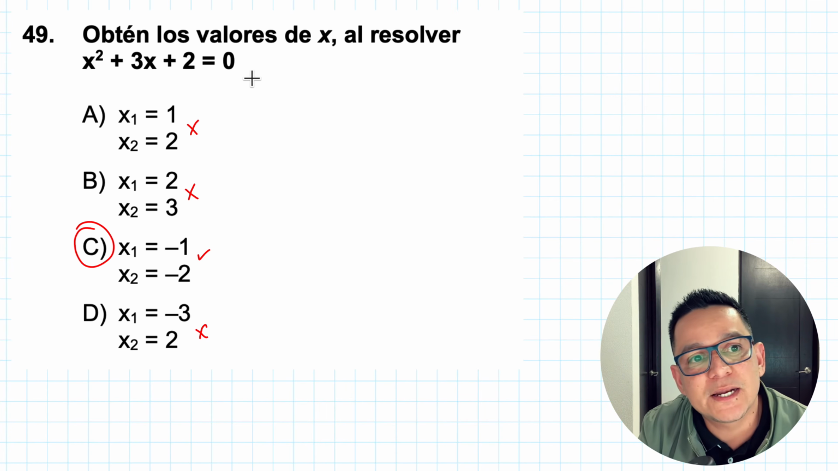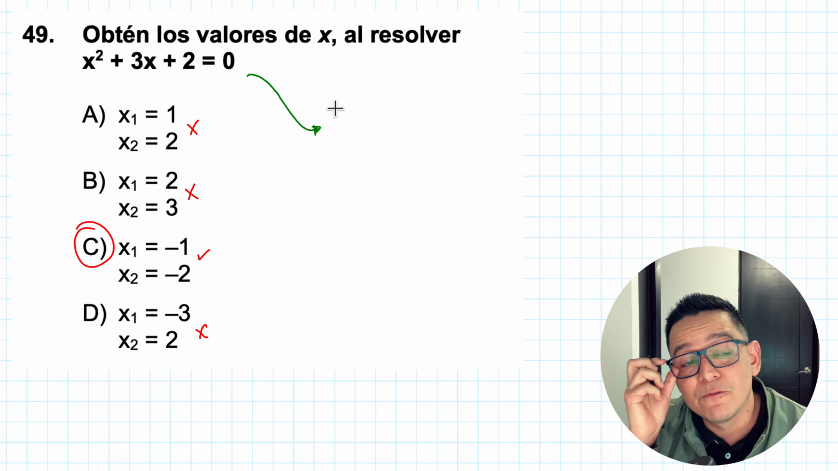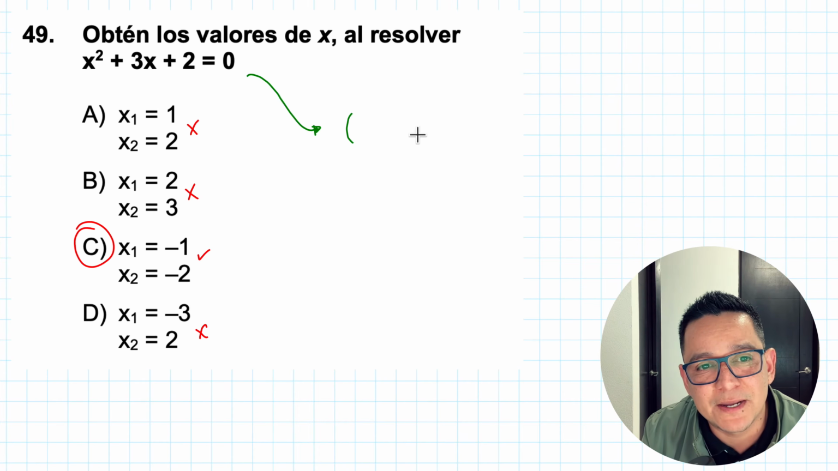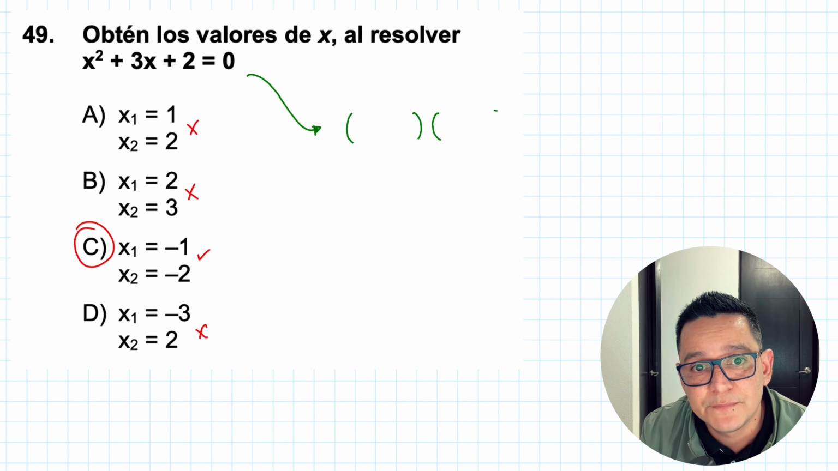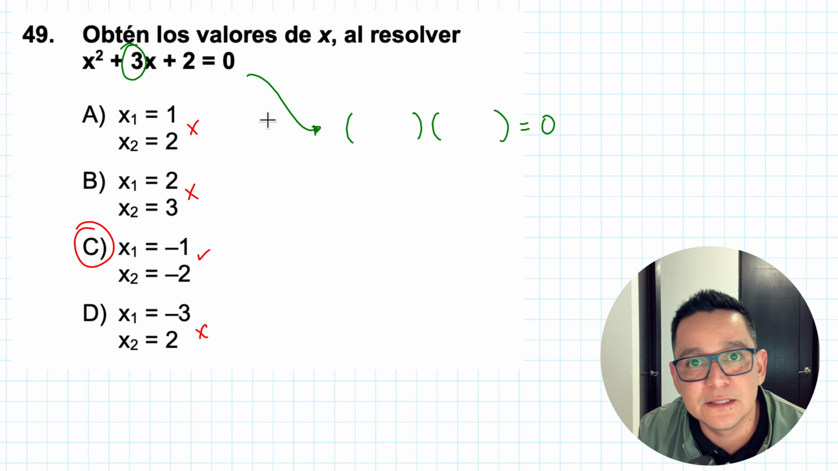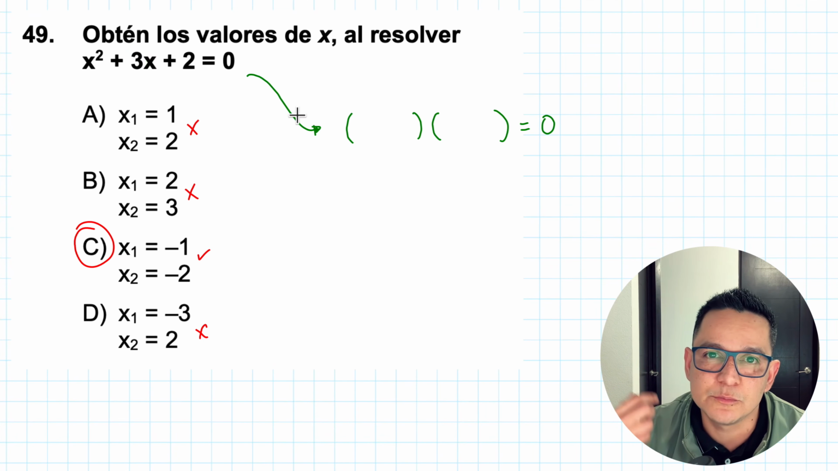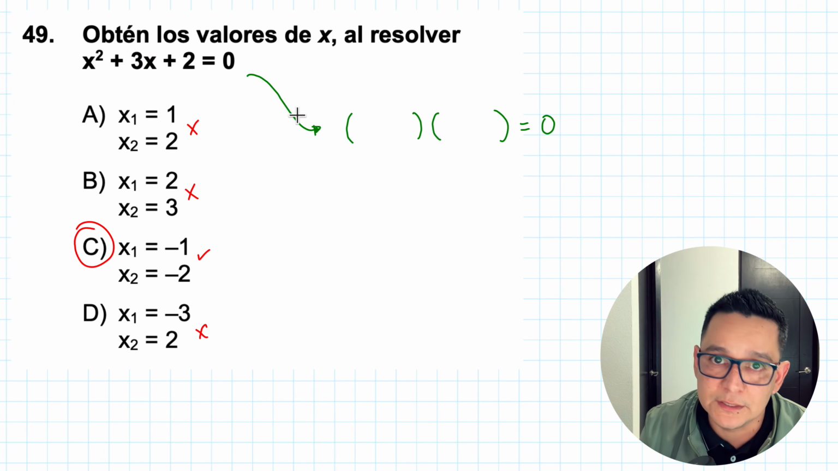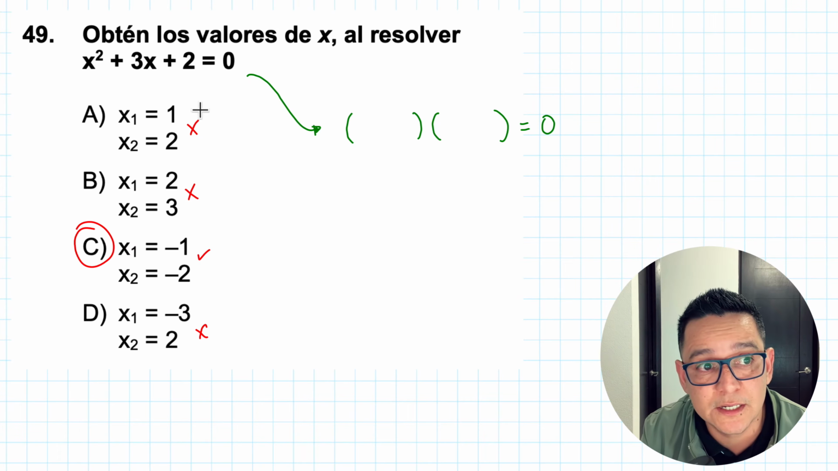Okay, well, now I'm going to solve this same exercise, but now I'm going to do it using factoring. Remember that to factor a trinomial like this, which has the form x squared plus bx plus c, we have to look for numbers that multiply to give us, in this case, 2, and that when added, give us, in this case, 3. So think about which two numbers, when multiplied, give me 2, but when added, give me 3. Well, that's 2 and 1, right? 2 plus 1 is 3. 2 times 1 is 2. So, those are the numbers I'm going to use.